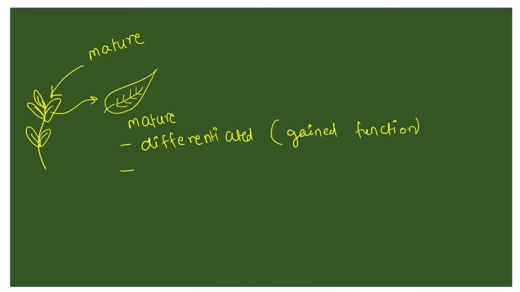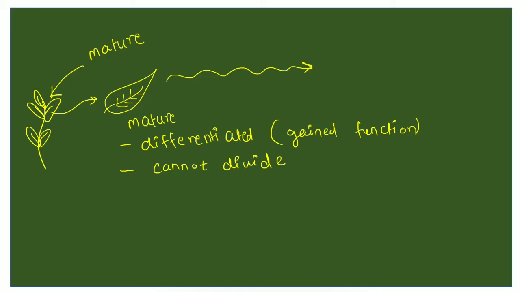The cells of any differentiated part cannot divide. The differentiated cells do not divide. This we study in developmental biology. The differentiated cells are those which have gained their function and have lost their ability to divide. Therefore the cells of leaves or any part of the mature plant do not divide. So what generally happens in in vitro or laboratory condition is that we take this mature leaf and induce it to revert back to its early stage.